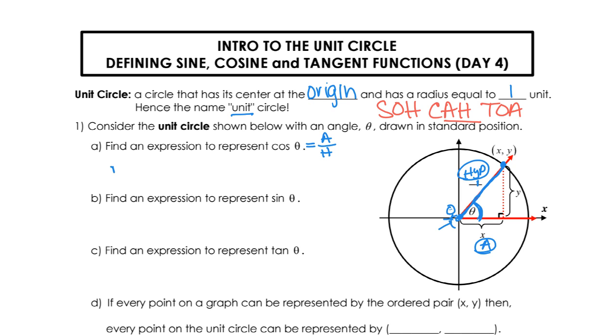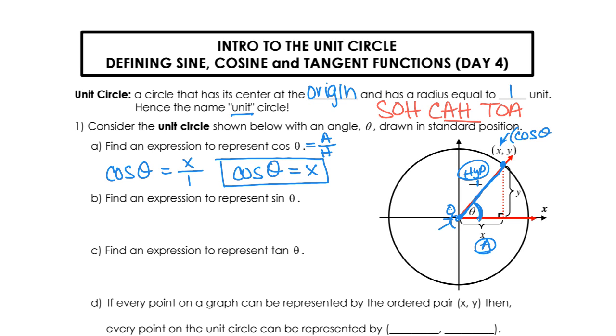All right, so we're going to rewrite cosine theta equals my adjacent side, which is labeled x, over my hypotenuse side, which is labeled 1. And we have to realize that x over 1 is the same thing as x. And so cosine theta equals x. So from here on out, this x of this point is now known as cosine theta.